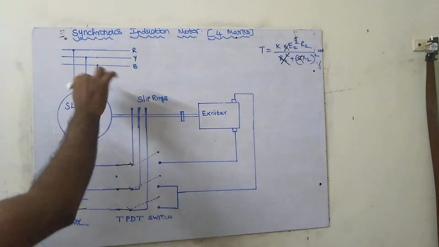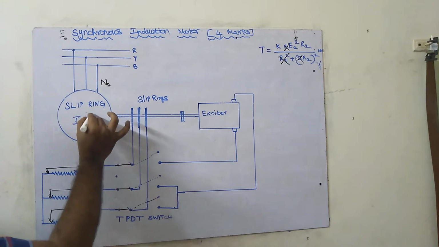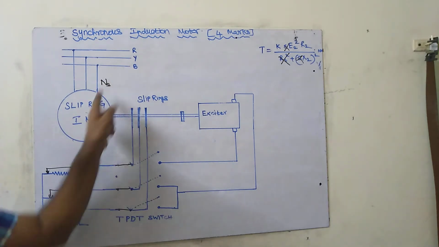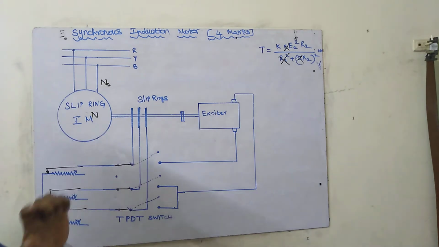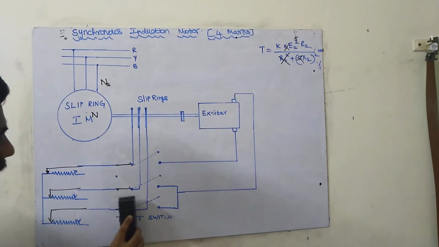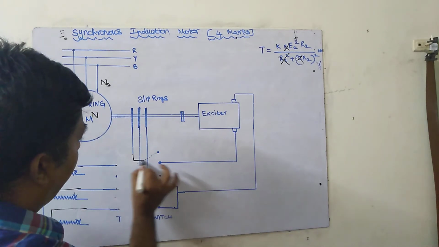Now the rotating magnetic field is running at synchronous speed, and the rotor in between is running at N. So the difference is Ns minus N. The rotor is inside. This is normal running as a slip ring induction motor. After running, we have to throw the DPDT switch to this side, to the exciter side. The main thing is that we have to connect these slip rings like this.